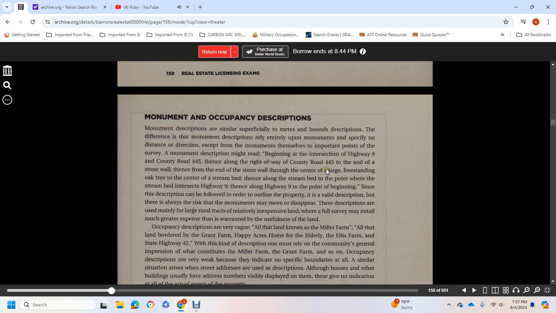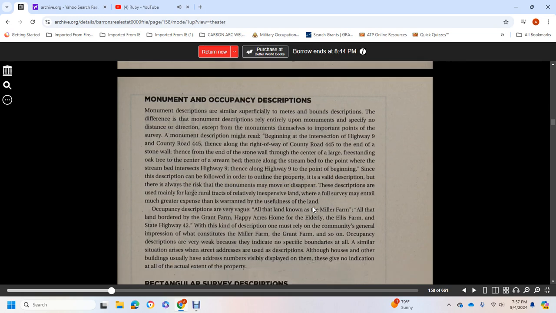A monument description may read: beginning at the intersection of Highway 9 and County Road 445, thence along the right-of-way of County Road 445 to the end of the stone wall, thence along the stone wall through the center of a large freestanding oak tree, centering in the stream bed, thence along the stream bed to the point where the stream bed intersects Highway 9, thence along Highway 9 to the point of beginning. So the description can be filed in order to outline the property. There is also the risk that the monuments may move or disappear.